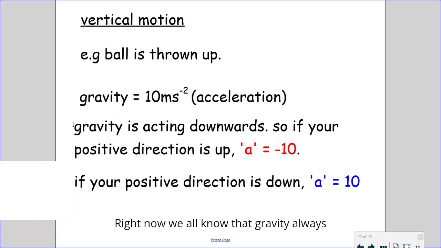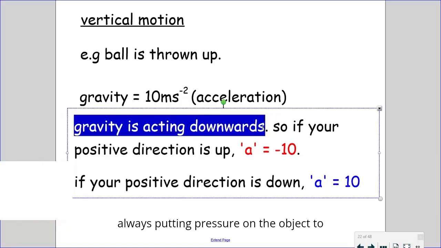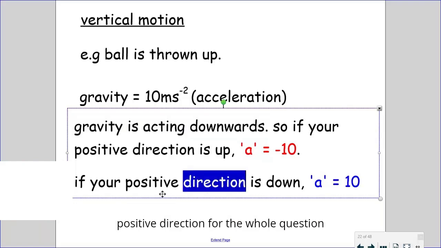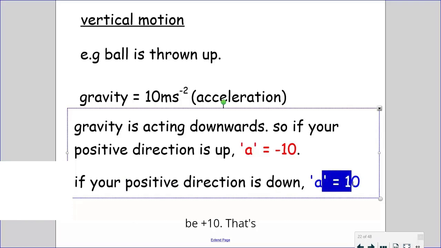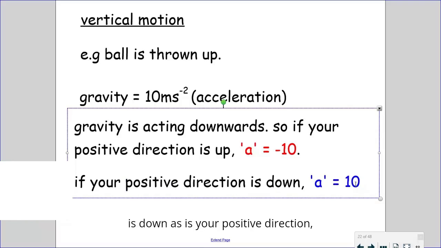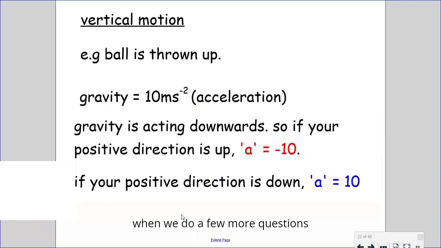Right now, we all know that gravity always acts downwards. It's always putting pressure on the object to go down. Now, if your positive direction for the whole question is upwards, then obviously gravity or acceleration would be negative because it's going in the opposite direction, which is down. If your positive direction for the whole question is down, then your acceleration will be positive 10. That's because same direction, gravity is down, as is your positive direction. We'll discuss that more in depth when we do a few more questions.